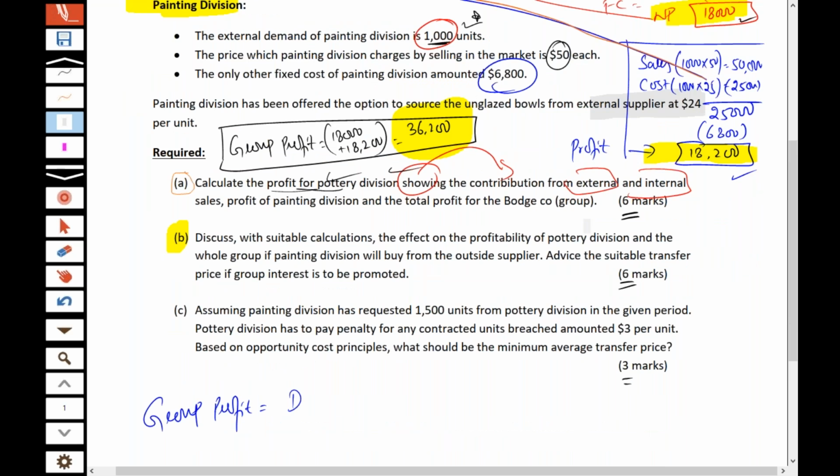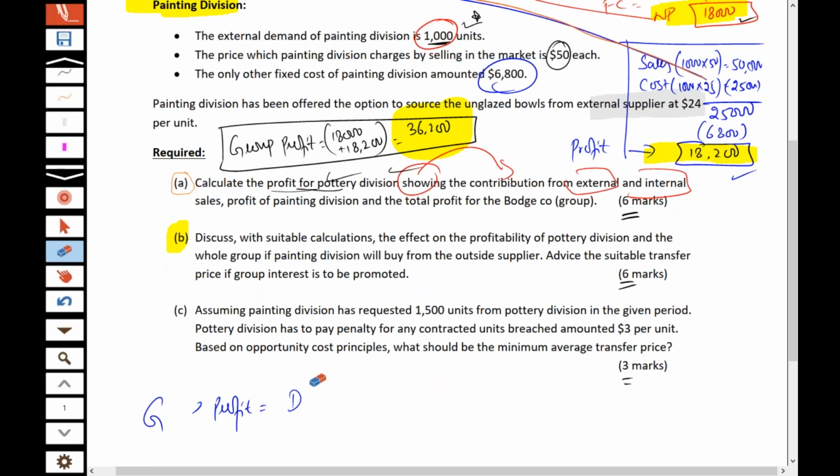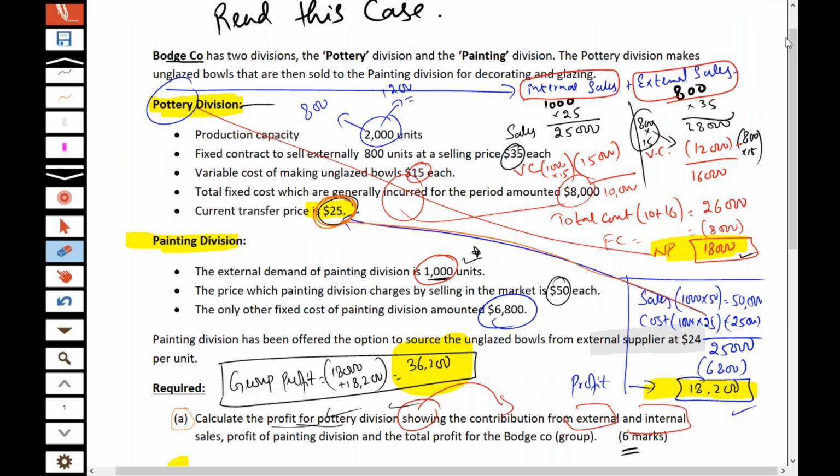Now listen to me. From the painting division perspective, should the painting division buy from internal or from external? Hurry up, come on, answer me in the chat box. What should the painting division do? Should it buy from me, which is selling at 25, or from external? Obviously from external. 100% of the audience is correct. 24, yes.